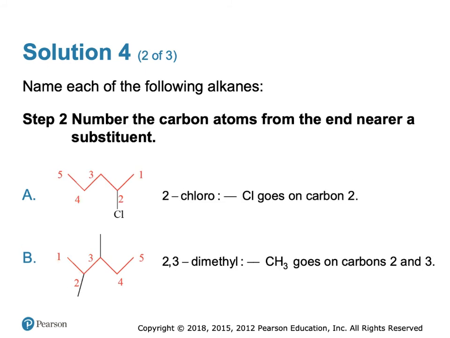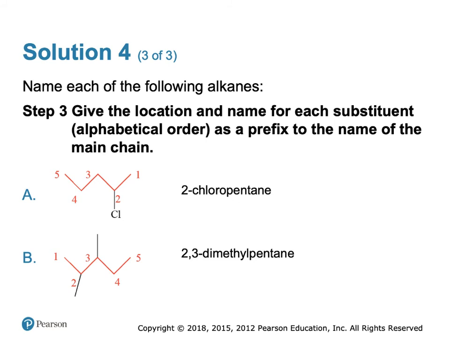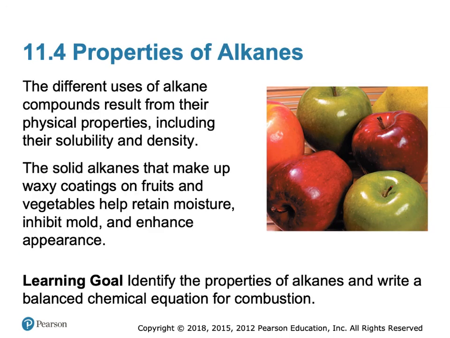Then where we put our substituents, it's a 2-chloro and a 2,3-dimethyl, so that when we assemble both names, one is 2-chloropentane for A and B is 2,3-dimethylpentane. Now, after we've learned how to name alkanes, we're going to look at their properties.